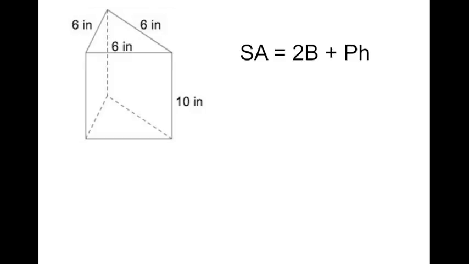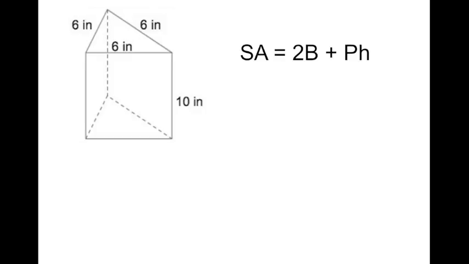For instance, the capital B means we need to find the area of the base. The capital P means we need to find the perimeter of the base. And the small h means we need to find just the height of the prism in front of you.